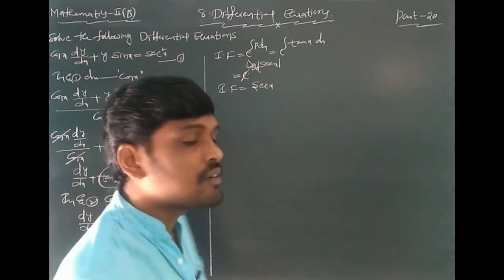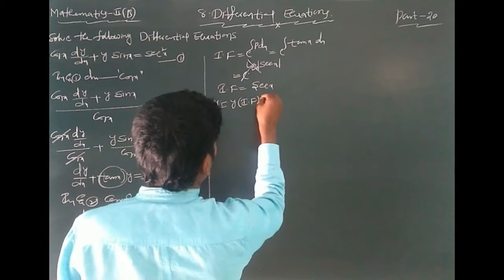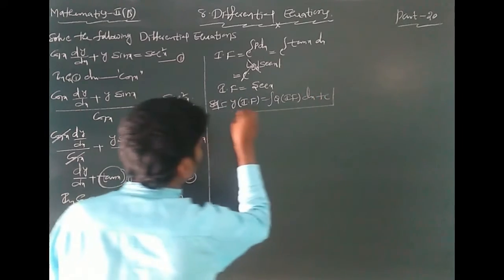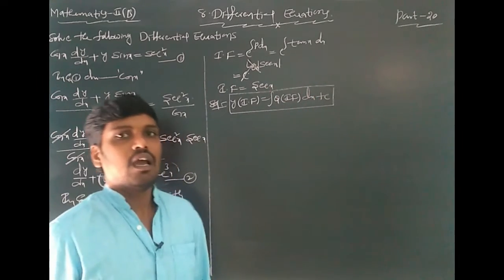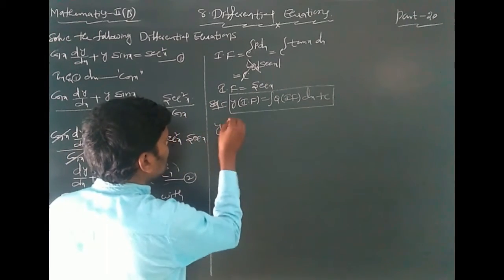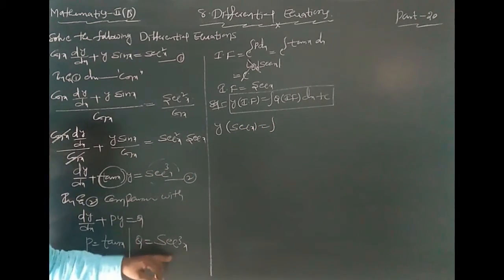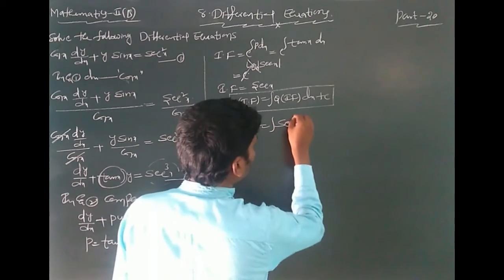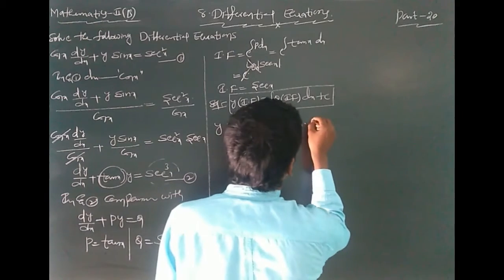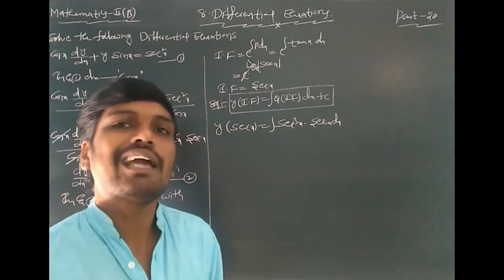After that you can write the solution. What is the solution, students? The solution is y into IF is equal to integral Q into IF dx plus c. This is the solution of the given linear differential equation. In this form, y into IF, whose value is sec x, is equal to integral Q, which is sec³ x, into IF, which is sec x, dx plus c, after completing the integration.